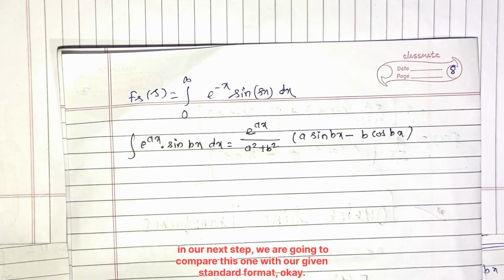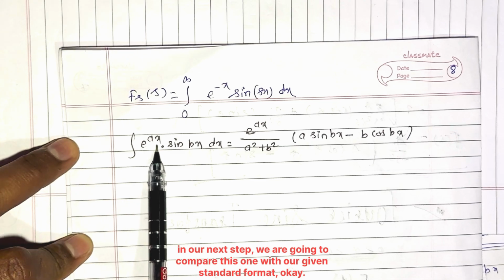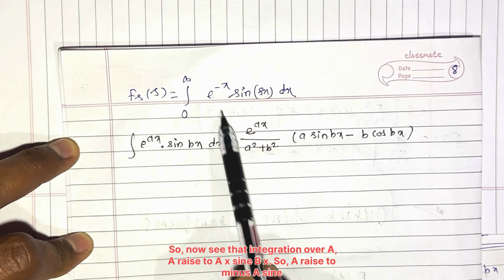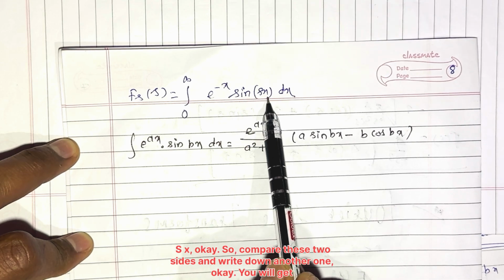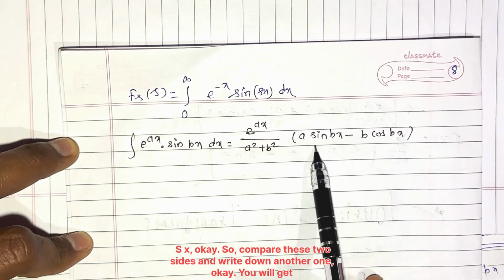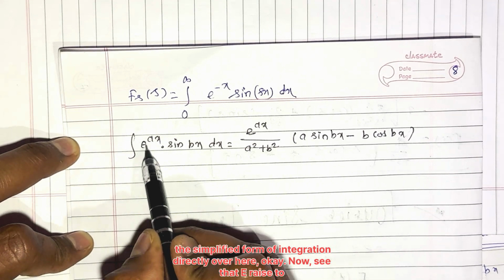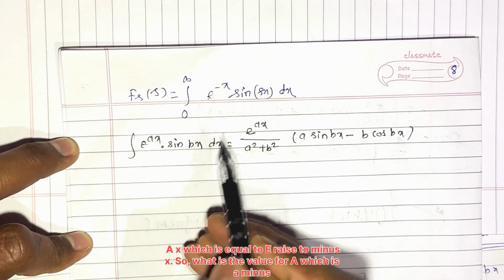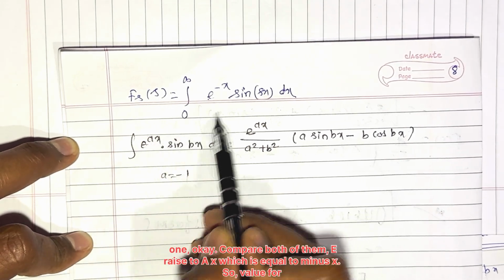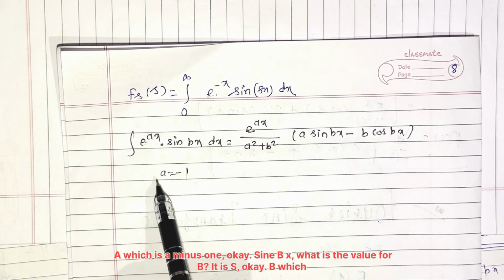In our next step we compare our integral with the given standard format. The standard form is the integral of e raised to ax sine bx, and ours is e raised to minus x sine x. Compare these two sides and you will get the simplified form of the integration directly. Here e raised to ax equals e raised to minus x, so the value of a is minus 1.